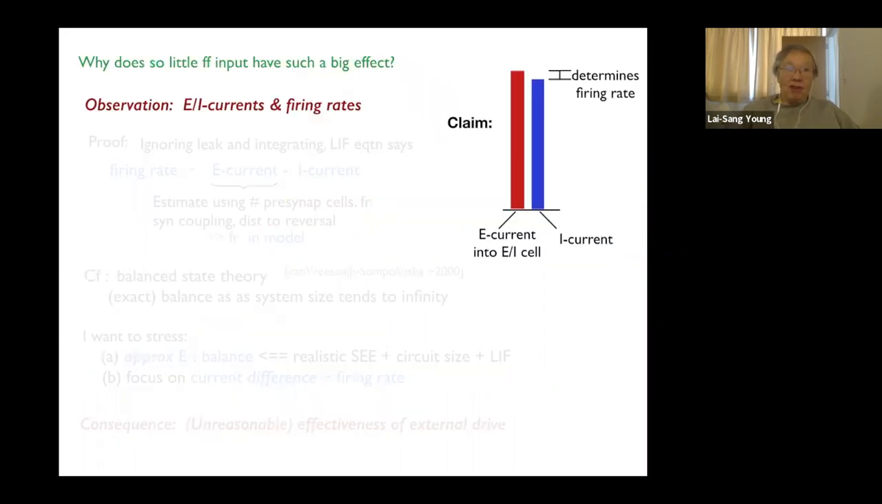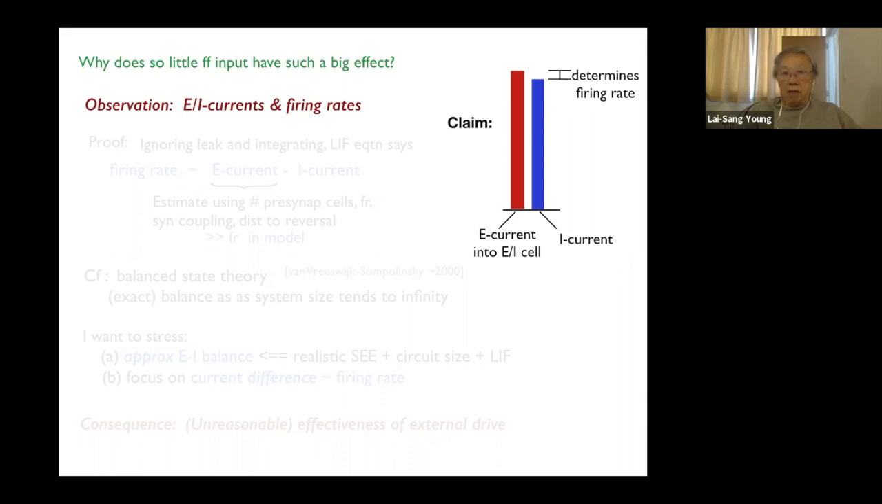So let me try to understand this, okay? First, how does so little input current have such a big effect? The observation is that if you look at a cell, it can be an E or I cell, and look at the input E current to it and the input I current to it, the two are very, very close to one another. They're almost equal. They only differ by a little bit, and that little bit is what determines the firing rate.